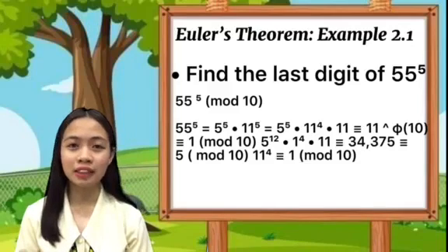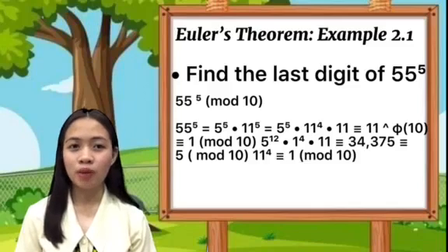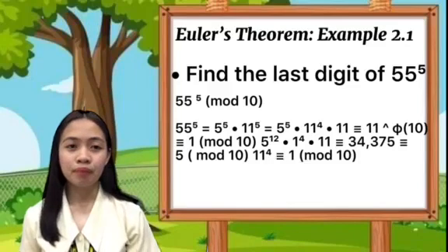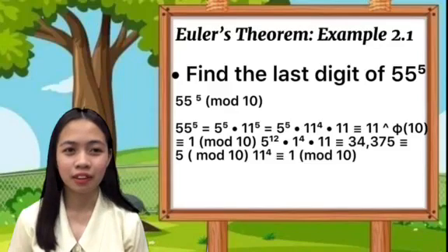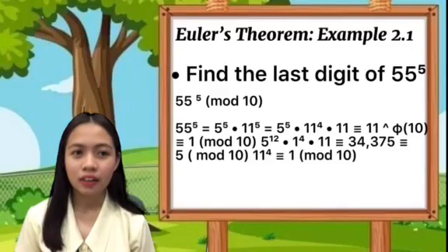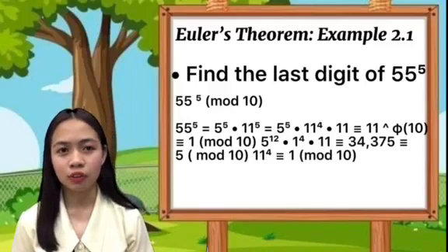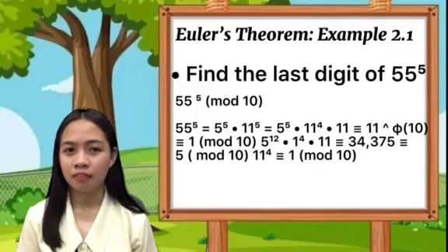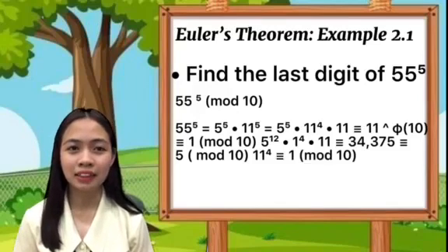which is equal to 5 raised to 5 times 11 raised to 4 times 11, where 11 raised to phi of 10 is equivalent to 1 modulo 10, so 5 raised to 5 times 1 raised to 4 times 11 is equivalent to 34,375, which is equivalent to 5 modulo 10. 11 raised to 4 is equivalent to 1 modulo 10. So take note, phi of 10 is equal to 4. That's why we have 11 raised to 4. Hence the last digit of 55 raised to 5 is 5 because the last digit of 34,375 is 5.